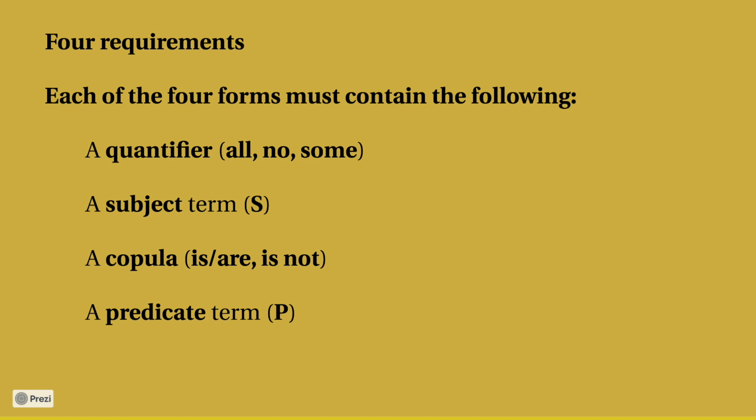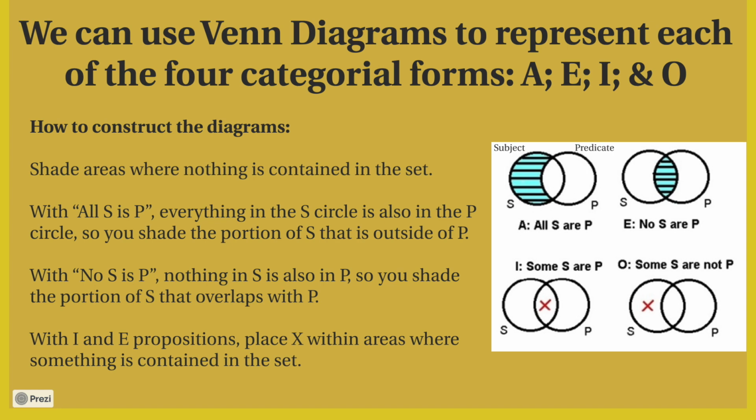Now there are four requirements for a categorical proposition. Each of these forms must contain one quantifier: all, no, or some; a subject, this is the S term; a copula: is, are, or is not; and a predicate, which we call P. So we might say all S are P, no S is P, some S is P, or some S is not P.